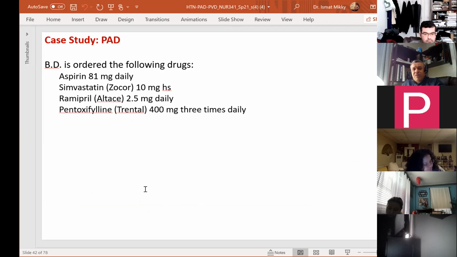So that's for the patient now. The patient is ordered the following drugs: aspirin, simvastatin, ramipril, which is Altace, and pentoxifylline, which is Trental. It's a good time to review the drugs and also the dosages for each drug.